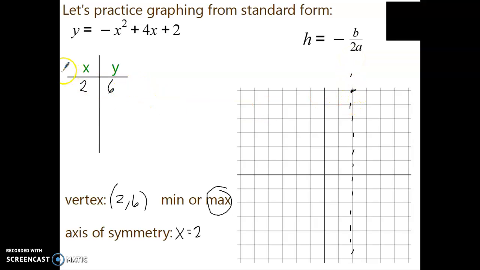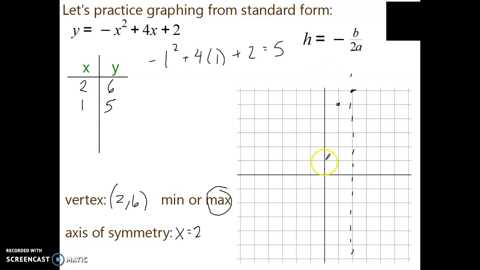So if the x value of my vertex is 2, an easy point to pick right next to it is 1. So 1 right here being right next to 2, I'll take 1 and substitute in for all my x's, and let's see what y value we get. Okay, and remember, just like before, I'm not putting that negative 1 in parentheses. It's going to be negative 1 squared. And when I type that into my calculator, I'm going to get 5. So there's the point 1, 5. Okay, so let's put that one on there. All right, now let's do another one.